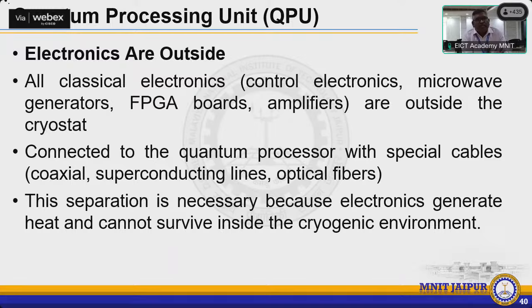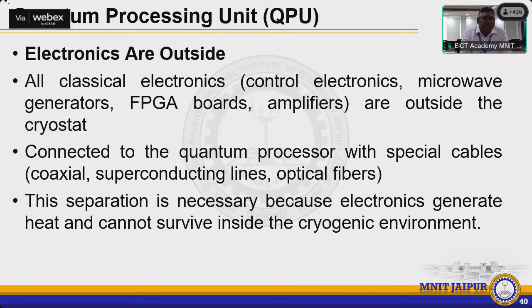So most of the electronics are outside the quantum processing units, right? All the classical electronics, that is control electronics, microwaves, FPGA boards, they are all outside. We have seen that diagram. They are outside the cryostat. The cryostat is only to maintain coherence, noise control, and temperature control, so that at low temperatures you have a very strong advantage that you look at, right?